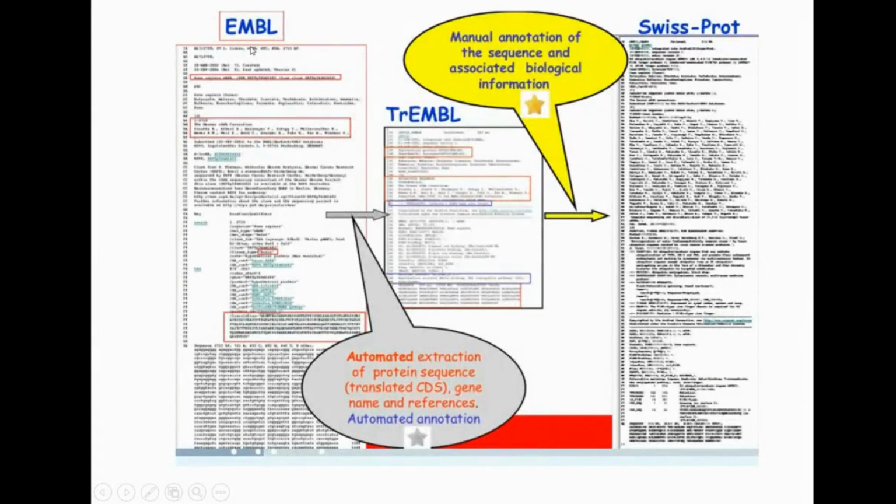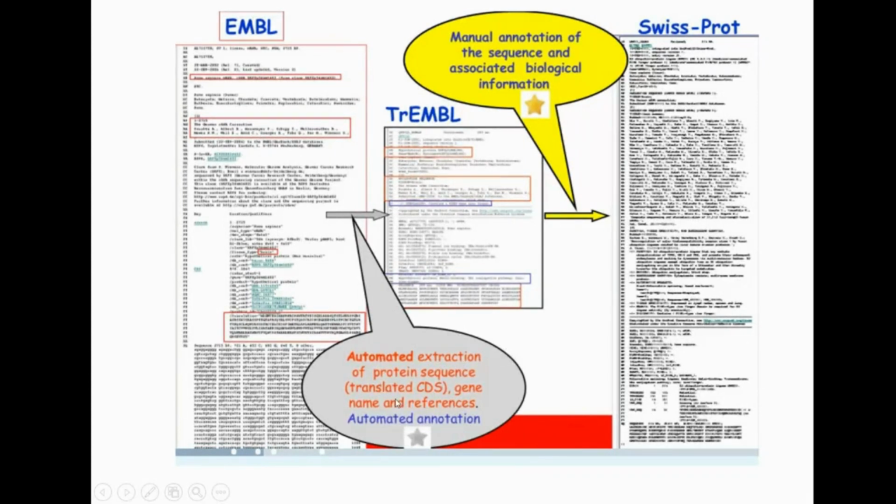Okay, EMBL is one of the nucleotide databases. From the nucleotide database, the CDS part gets translated into the protein sequence and moves to the translated EMBL database. Along with the protein sequence, the gene name and bibliographic information were also extracted from the EMBL to the translated EMBL.